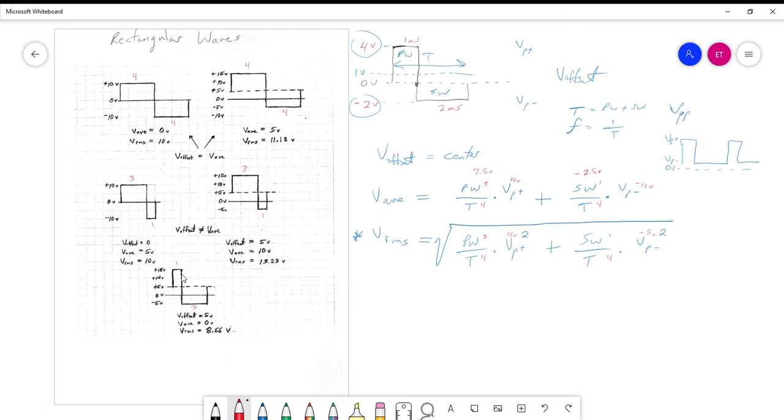Last one. Kind of an interesting example, I guess. You have, now we're only spending 1 millisecond at 15. We kind of flipped it. From this example, we changed to the pulse width is now the short amount of time. So 1/4 of the time you're here, 3/4 of the time you're down here. The offset is still 5 volts, but look, the average is 0, right?